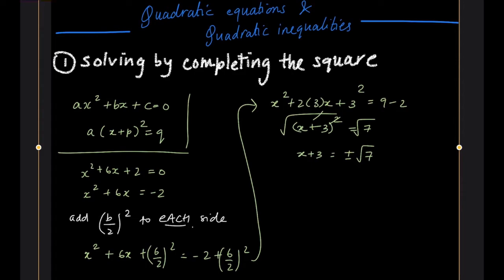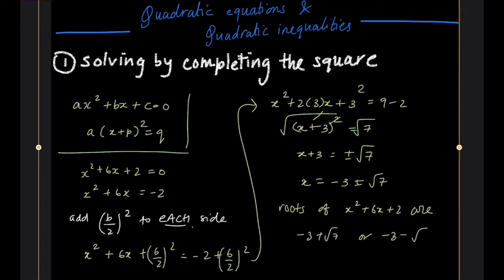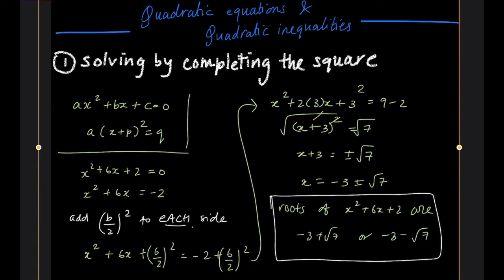It's important to keep in mind the plus or minus because obviously a square of a negative number will still be positive. So we need to put plus or minus. So when we finally solve for x, we get x is equal to minus 3 plus or minus root 7. So that's the solution. The roots of x squared plus 6x plus 2 are negative 3 plus root 7 or negative 3 minus root 7. And this is what we do with completing the square. We have to add (b by 2) squared to each side.